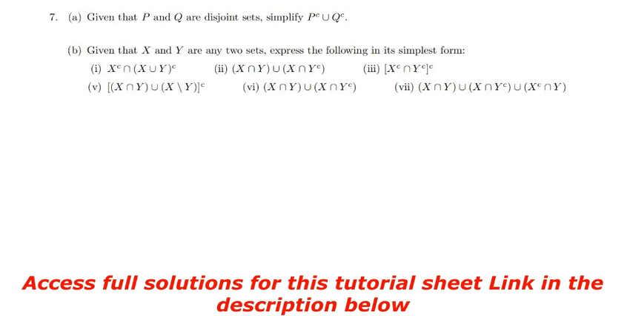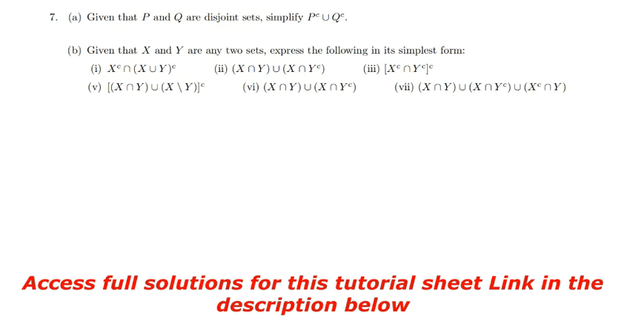So question 7, which reads, given that P and Q are disjoint sets, simplify P complement union Q complement. So here we are supposed to simplify. Okay, just make it simple. Another key term there is going to be disjoint. Disjoint simply means that these two sets do not intersect.